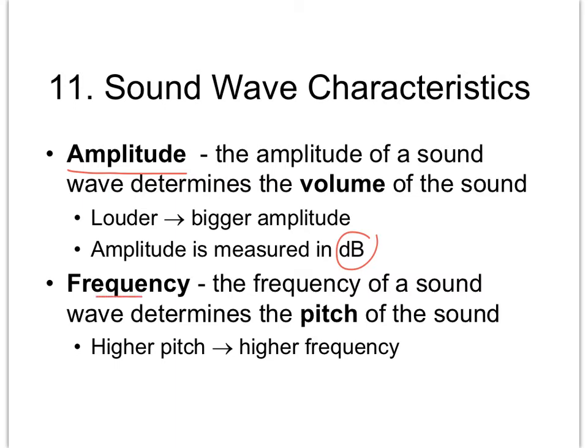Frequency is the other big quantity, and so when we're talking about sound waves, the frequency is what determines the pitch of a sound wave. So the higher the pitch, the higher the frequency. So humans in general can hear frequencies from about 10 hertz, that would be like a very, very, very low note, all the way up to about 20,000 hertz, which would be like an ear-piercingly high pitch. All right, so that's the range of frequencies that we can hear, and the higher the pitch, the greater the frequency.